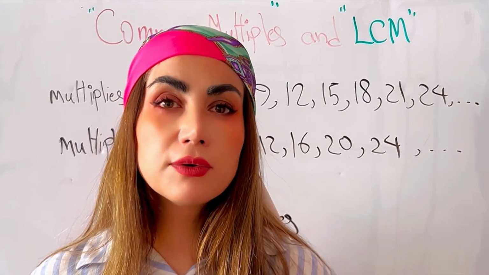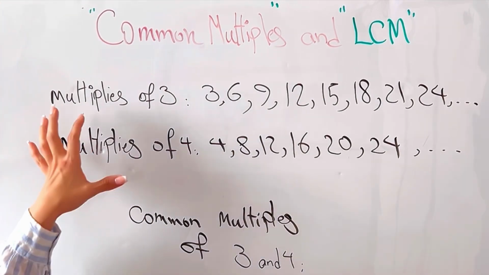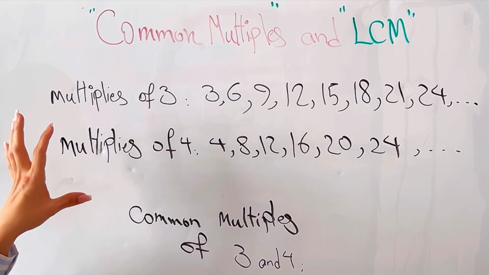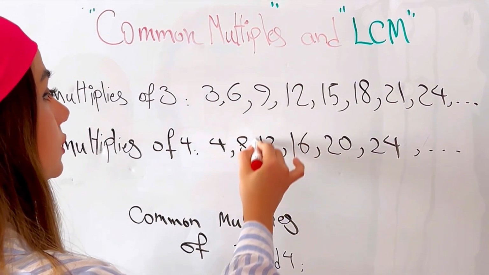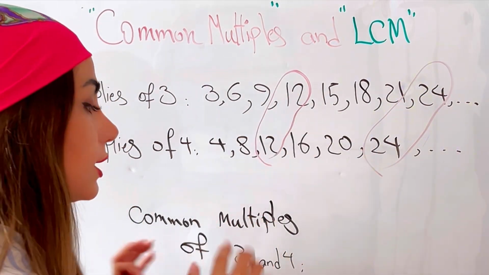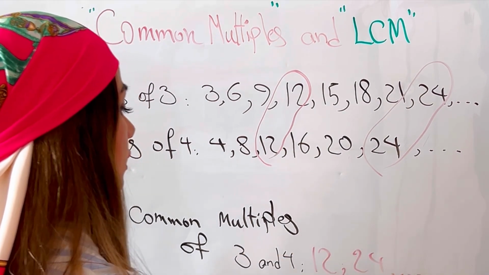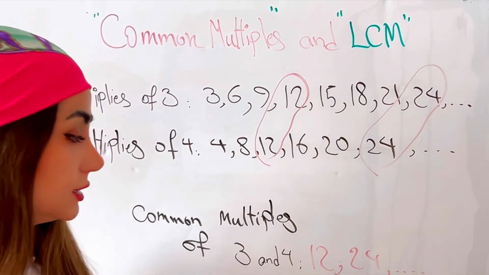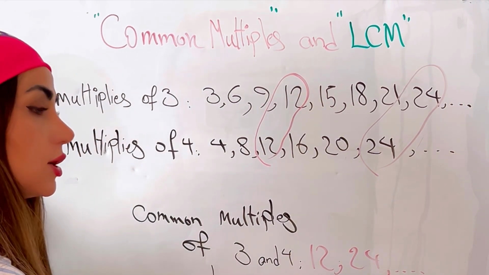Common multiples are numbers that appear in the lists of both numbers' multiples. As an example, multiples of 3 and multiples of 4. When we want to write common multiples of 3 and 4, as you see, 12 and 24 are in both lists. As a result, 12 and 24 and so on are common multiples. And the smallest one, 12, is called the LCM, the lowest common multiple.